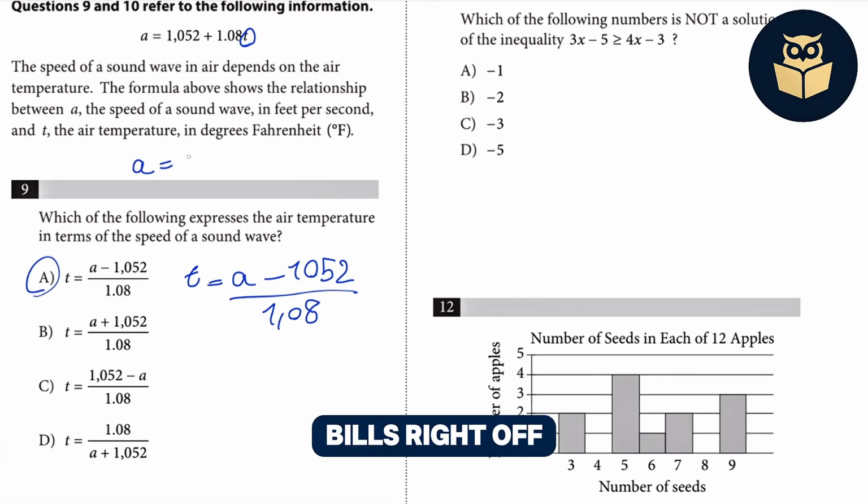Question 10 actually builds right off question 9. It asks for the air temperature when the speed of sound A is 1,000 feet per second.